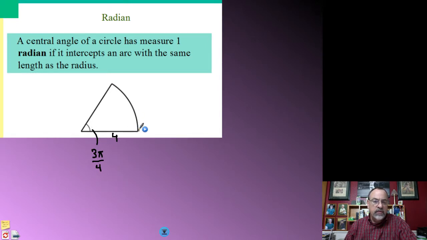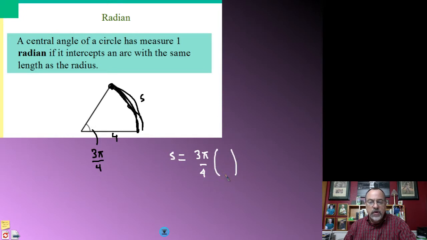So what I'm looking for is the length from here. If I was to walk along the arc, how far would that length be? That would be the s in our equation. So s, the length of that arc, is equal to theta, the measure of the angle in radians, which is 3 pi over 4, times the radius, which in this case is 4. If I multiply these together, these reduce, so the length of the arc is 3 pi units in length.